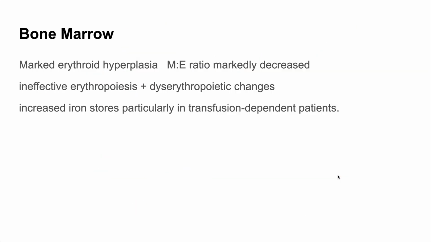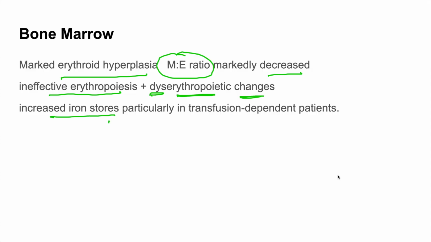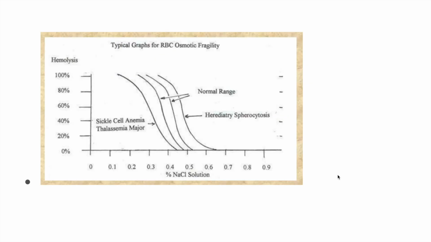Then in the bone marrow what we will see is erythroid hyperplasia, and because of that the M:E ratio will fall. There is ineffective erythropoiesis, because the marrow is making so many RBCs, it will be making them ineffectively. So the RBCs will be formed but they are not okay RBCs, they will have some abnormality. And there is increased iron store, if you do bone marrow with Perls' Prussian blue stain, because of transfusions the iron stores will be increased. Then you can go for another test, that is the osmotic fragility test.